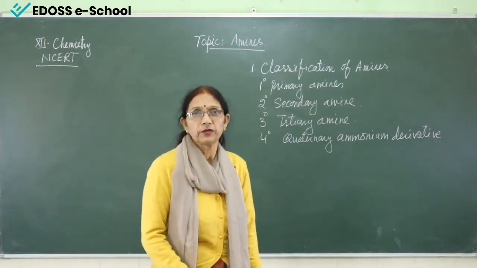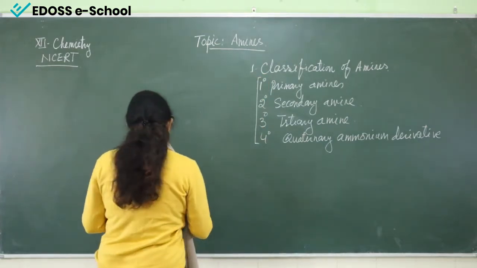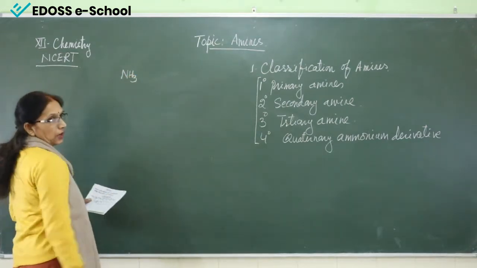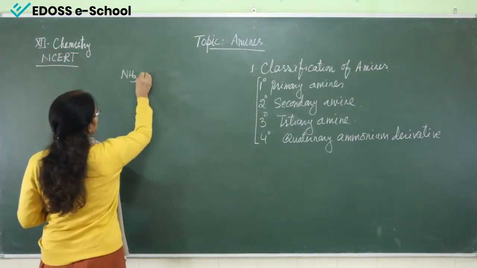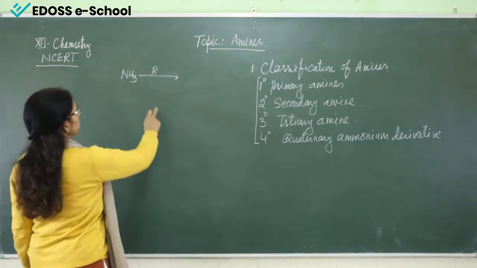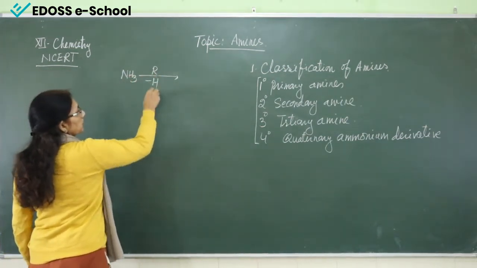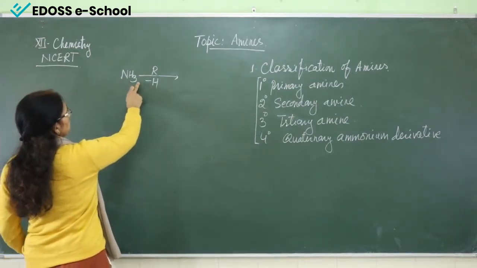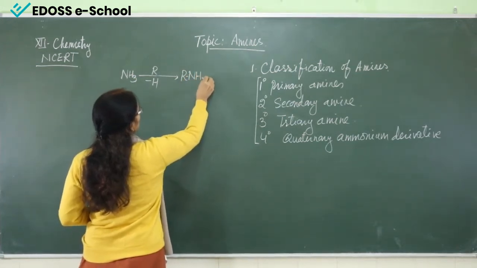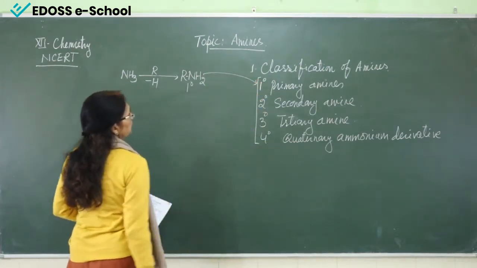Now, how do they come about? To get all these 4 types, what do we have to do? This is ammonia. Now, if ammonia is reacted with an alkyl halide R, what will happen? The alkyl group will be added here and one hydrogen will be given out. So it will convert into RNH2. This is known as primary amine.